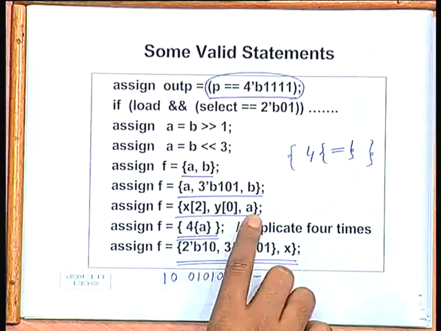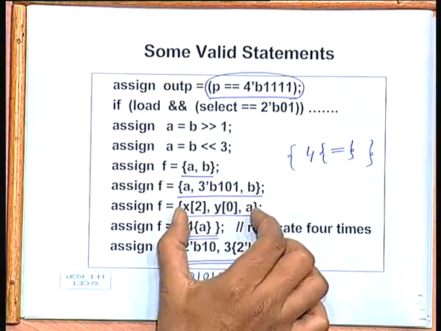And in all concatenation statements, f has to be of appropriate size. This is just for example purpose I have given. f has to be an appropriate size. It must be of the same size as the right hand side.